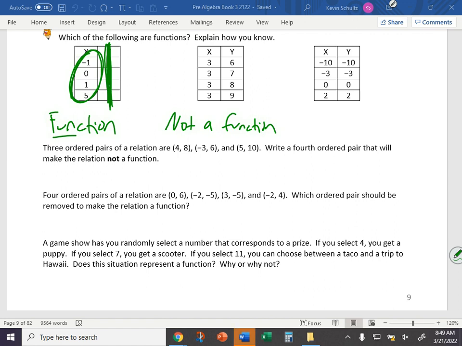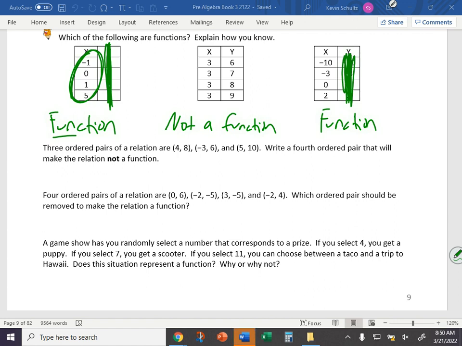Last one. Yay function? Nay not a function? Yay function. Okay? Because if we ignore that y column, which we can do, nothing about the y column matters here. Does x repeat itself? It does not. 4 different x values, therefore it is a function.